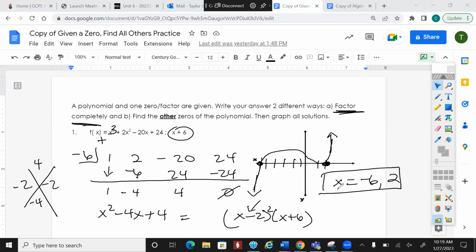What I want you to notice on this one, and we haven't talked about this yet, but right here, there's a bounce, and that's because there's an exponent of 2. We're going to talk more about that a little bit later. I keep saying that, but we are going to have that conversation soon. Okay.